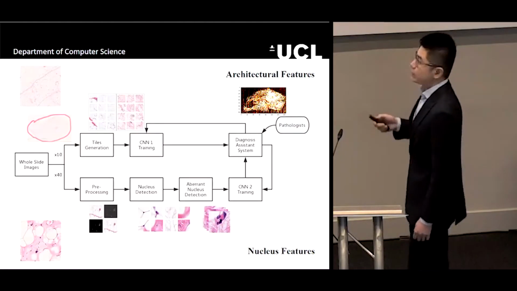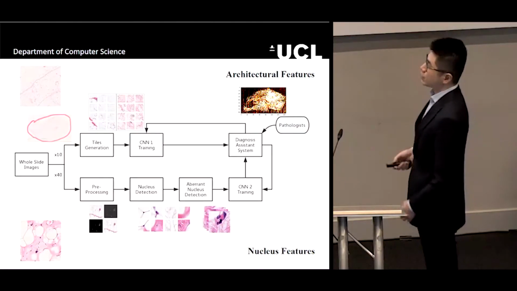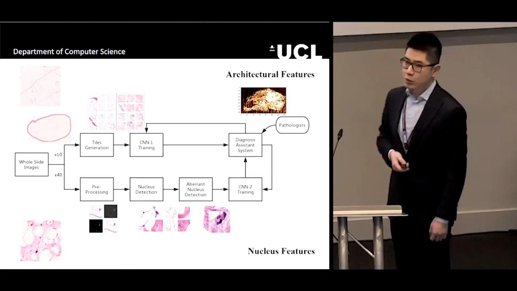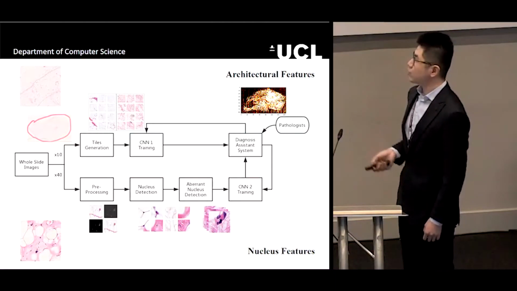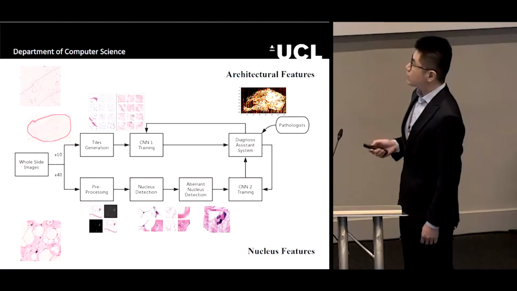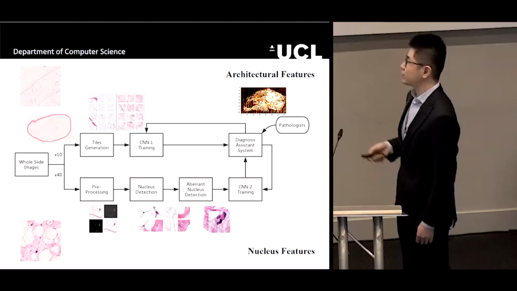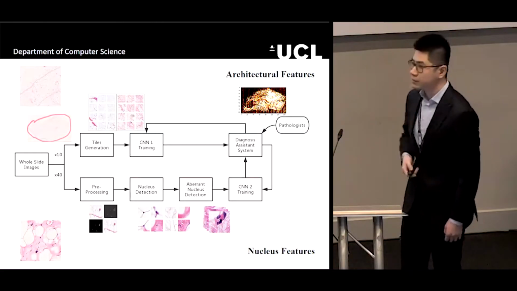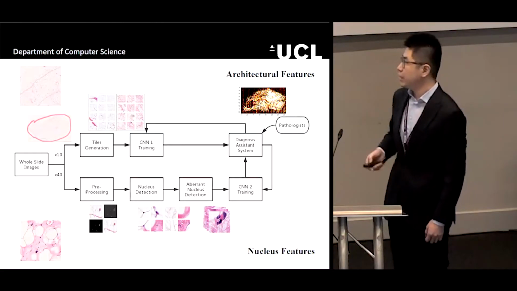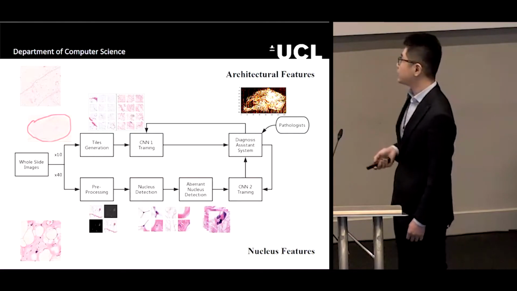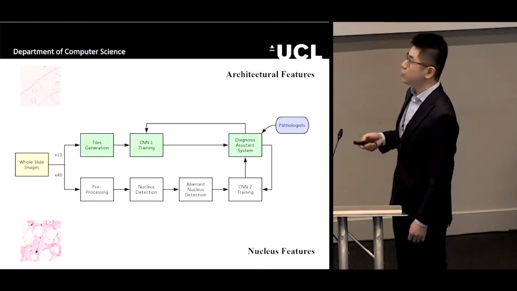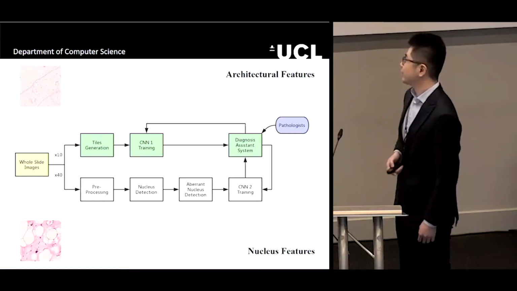In order to capture these two kinds of features, I designed a workflow like this. There are two main parts of the workflow. We can see the first part is a tile-based or patch-based training at the magnification of times 10, and the second part is at the magnification of times 40, which is to capture the nucleus feature. And today I'm going to cover the first part only.